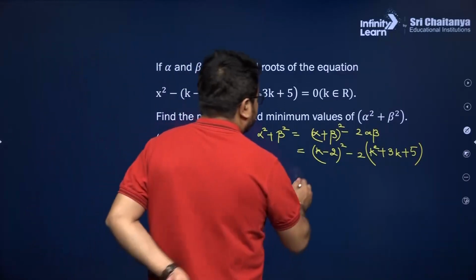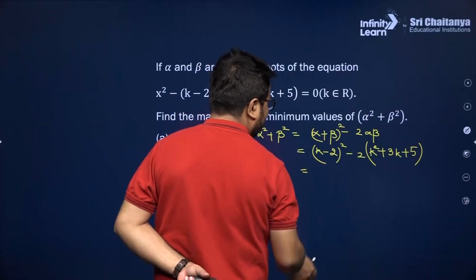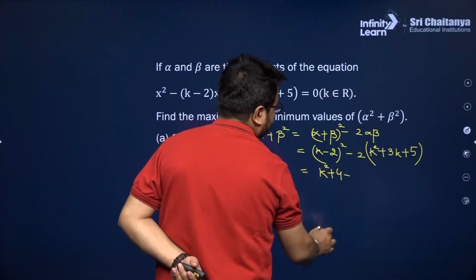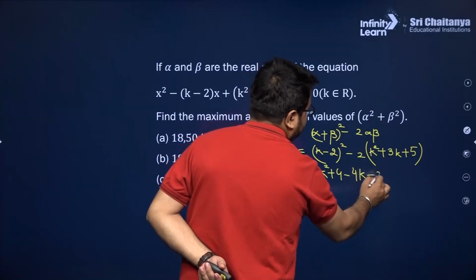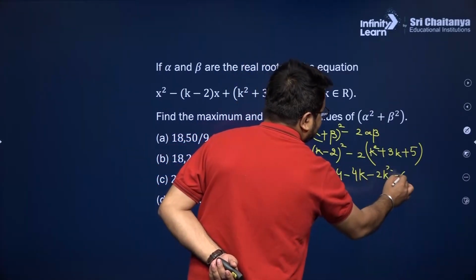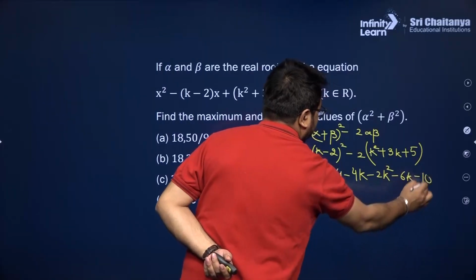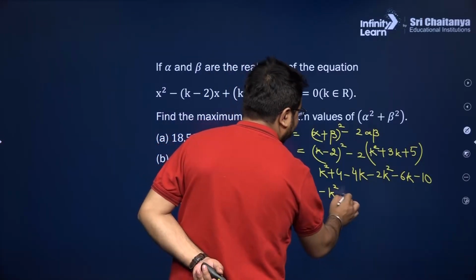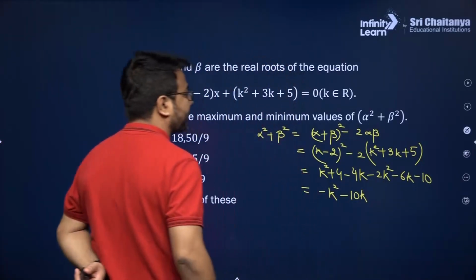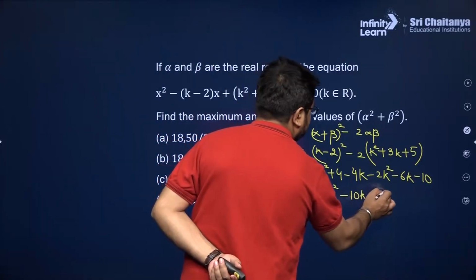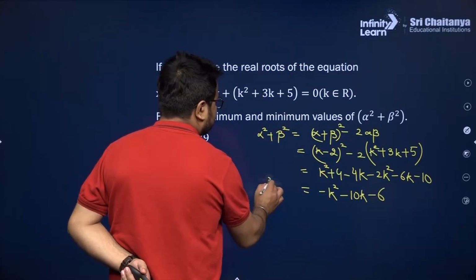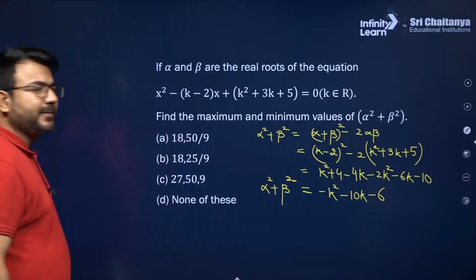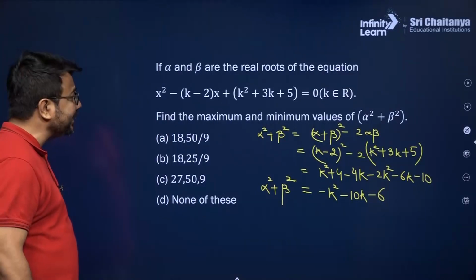Now what we need to do, here if I try to open up this particular expression, what I'll observe, we are getting k square, then we are getting plus 4, then minus 4k, then minus 2k square, then minus 6k, and here we have minus 10. So k square minus 2k square will be minus k square, then we have minus 10k, and then we have 4 minus 10, which is equal to minus 6. So this gives us the value for alpha square plus beta square.